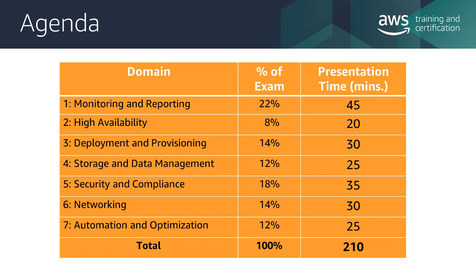The SysOps Associate course is broken up into 7 domains. Each domain is an area specific to the systems operations administrative tasks. Whether you're talking about monitoring and reporting, high availability, deployment, provisioning, storage, security, networking, automation, each one of these domains is important to systems operations. If you look at the percentage of the exam, you'll see that they're weighted differently based on each area. Monitoring and reporting is critical, so 22% of the entire weight of the exam is covered in monitoring and reporting, whereas only 8% is in high availability.